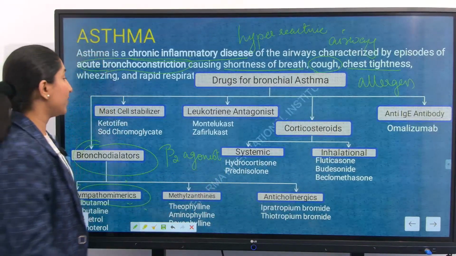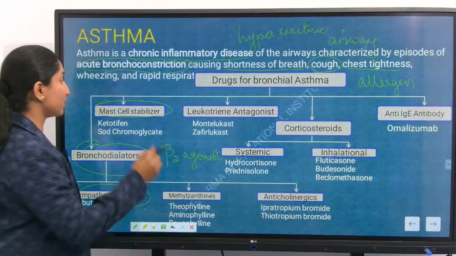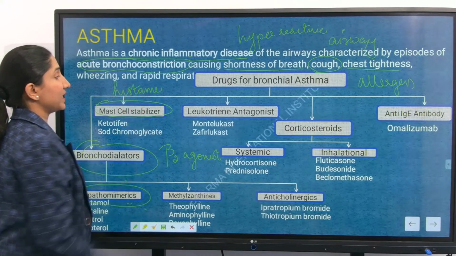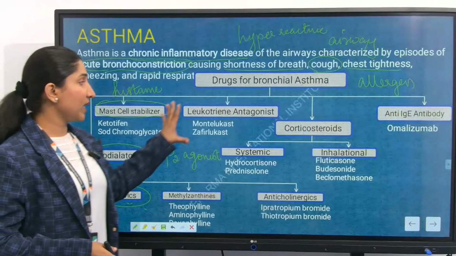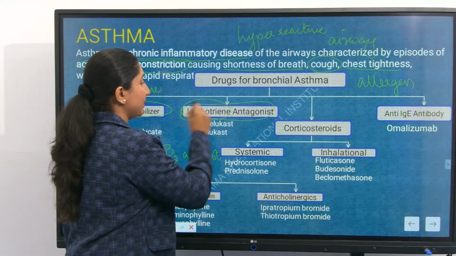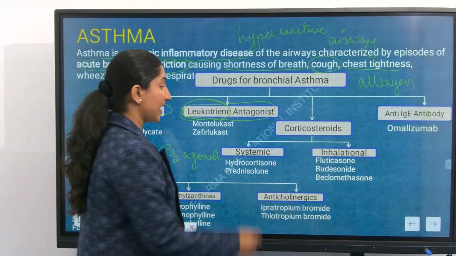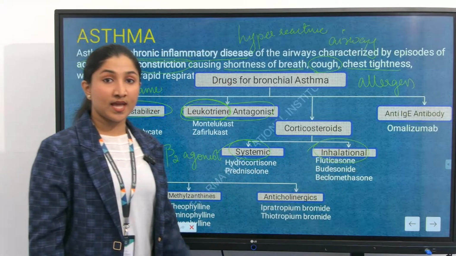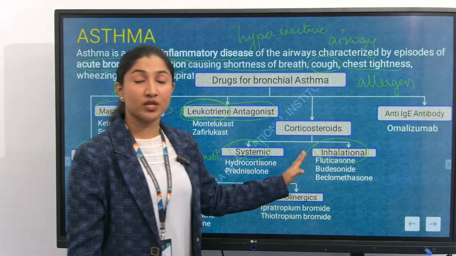Okay. Then we have another class of drug called the mast cell stabilizers. Mast cell stabilizers, especially, help in preventing the release of the inflammatory mediator histamine that can favor these inflammatory reactions in asthma. Okay, another class of drug is the leukotriene antagonist. Again, these agents help in inhibiting the effects of leukotriene. Then we have the use of corticosteroids. We have basically systemic corticosteroids as well as the inhalation corticosteroids. And the main drug for treating asthma is basically the inhalational corticosteroids.